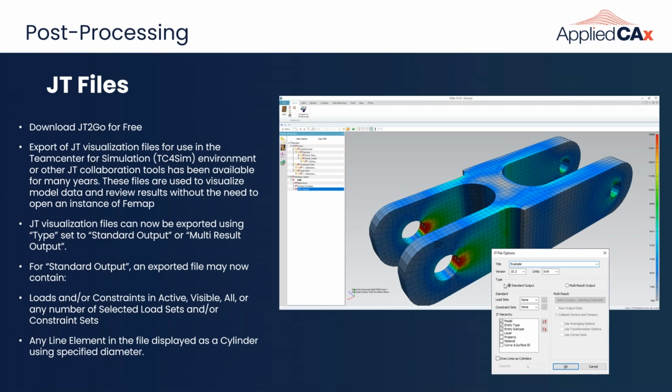If you have a limited number of licenses, you don't have to use up one of those licenses just to look at some results. And they keep adding functionality to this. So you can just Google JT2Go, you'll find that on the Siemens website and download that for free.